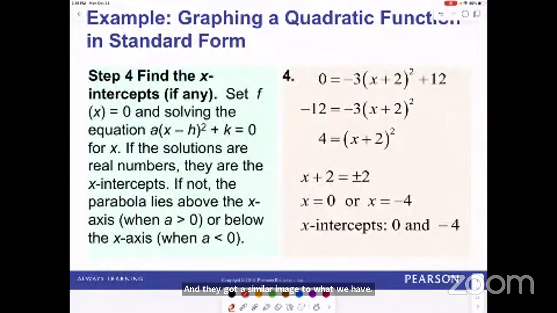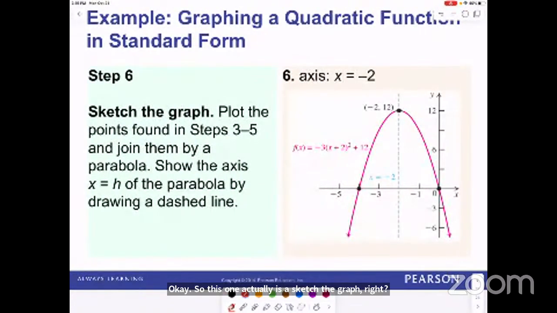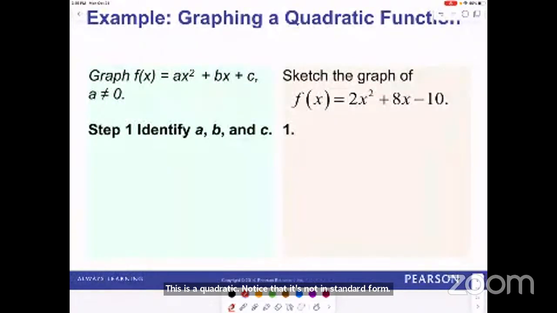Okay. So this one actually is a sketch the graph, right? This is a quadratic. Notice that it's not in standard form. So there's a couple of ways that we can go about this. I'd like to do a demonstration on one way that we have for converting a quadratic equation into standard form.